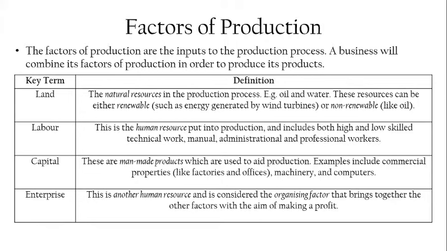It needs to use capital. So capital is defined as man-made products which are used to aid production. So this would include factories, offices, machineries, computers, all of those goods that are used to produce an output.